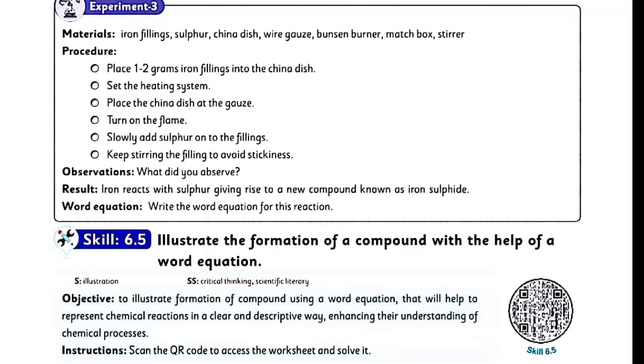Instructions: scan the QR code to access the worksheet and solve it. Homework 3. Search and draw the structure arrangement of particles of the atoms in the above-mentioned compounds.